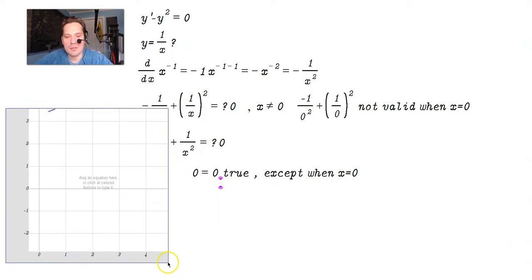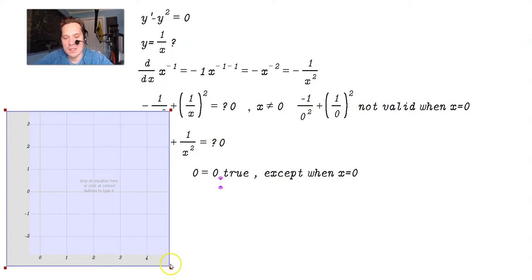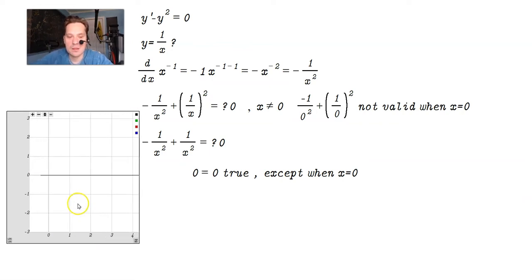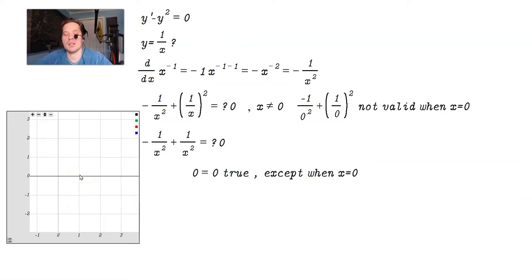Another way to think about it that might be helpful if you're a visual learner: what is this saying? Take the negative 1 over x squared, the first derivative, add to it the original function squared, which is 1 over x squared. And when you add them, supposedly the sum of the two is equal to 0. Well, that is true. It doesn't look like much has happened in the graph, but it has. We have a graph right here, and this is equal to 0. It's that line going across. And that's all very true except right here. Except at 0 itself, it's not true.